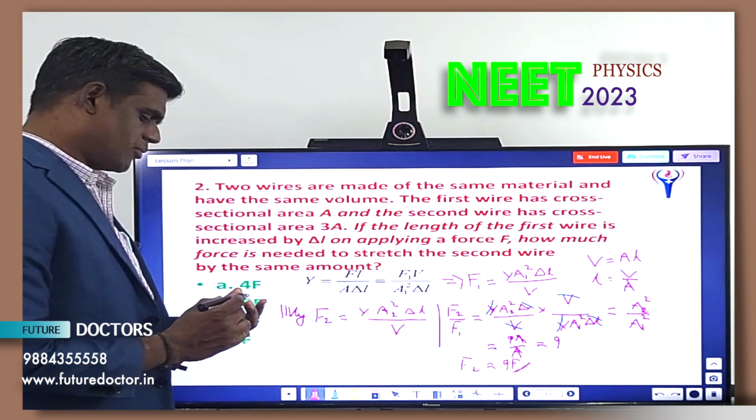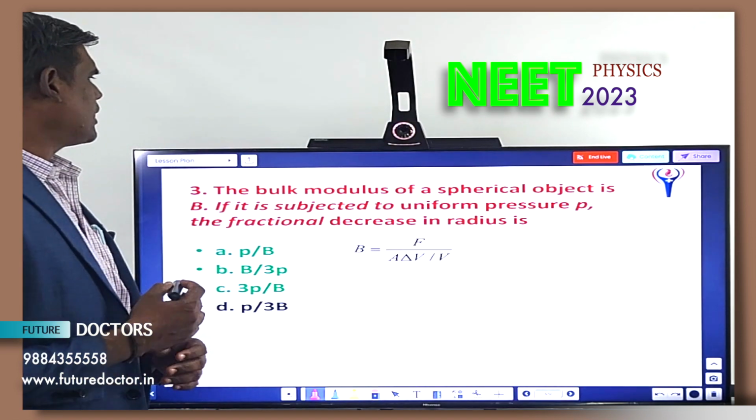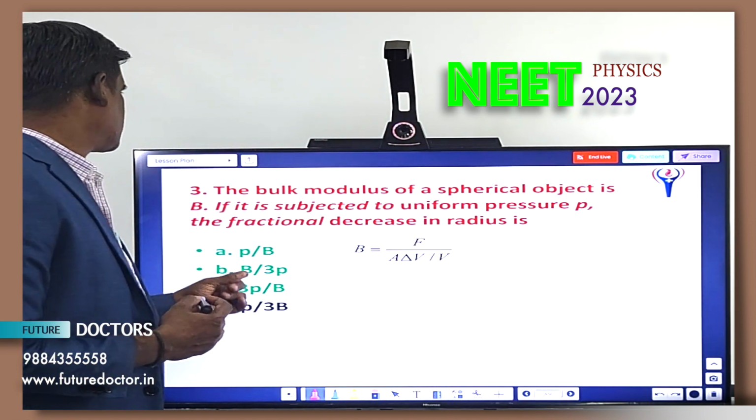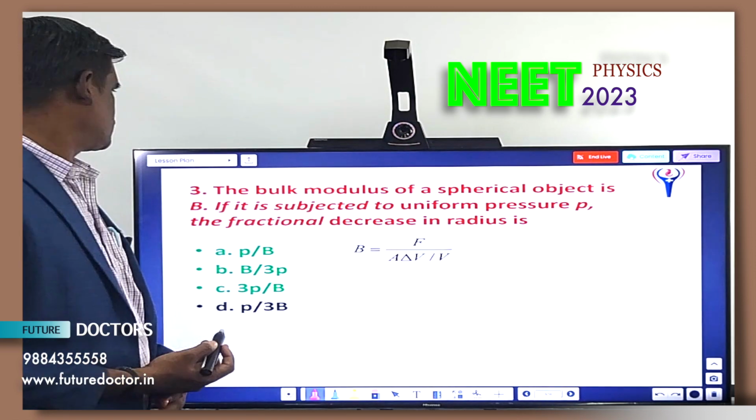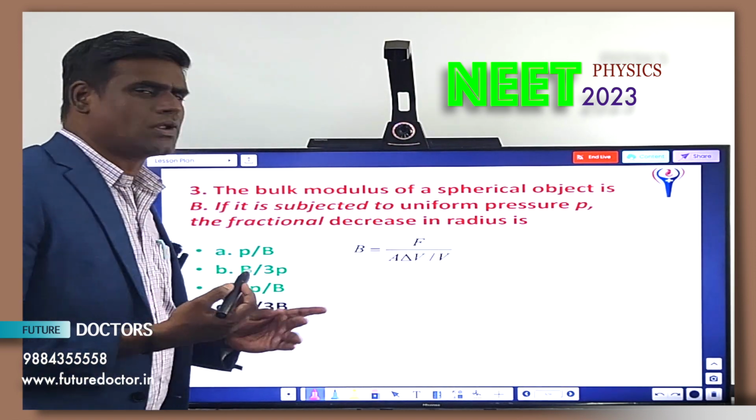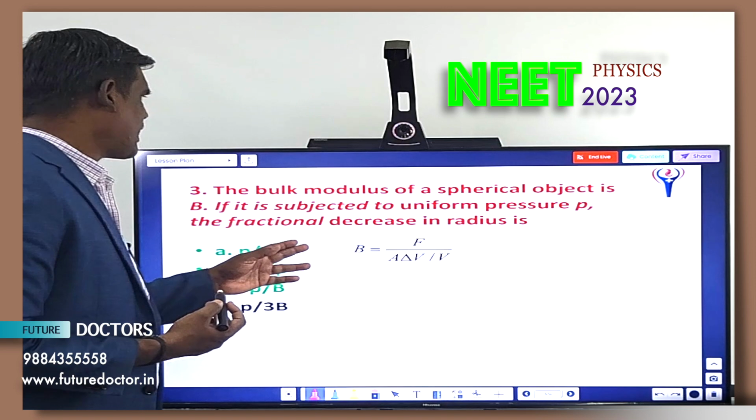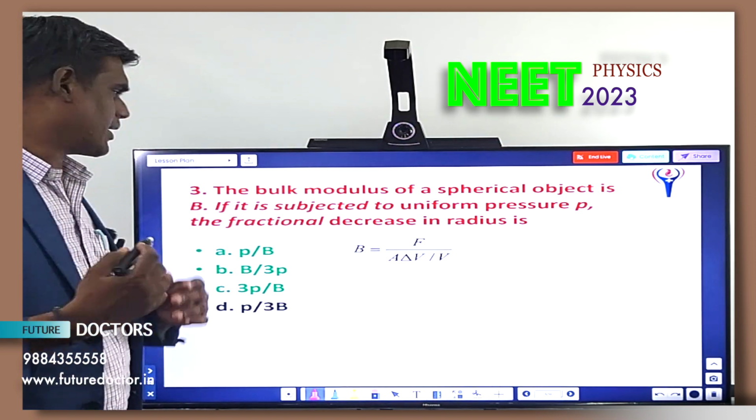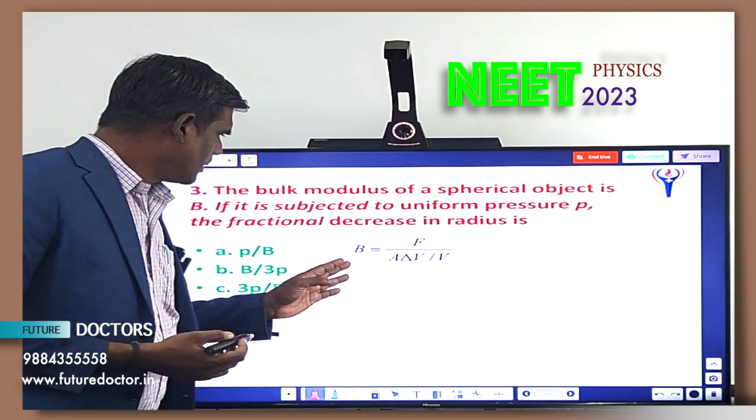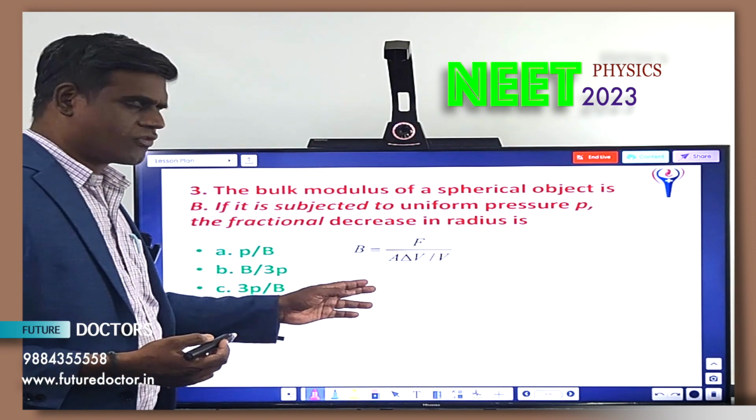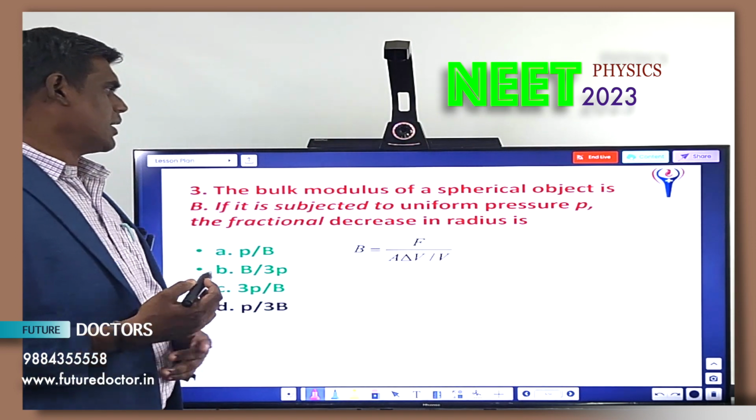Let's move to question number 3. The bulk modulus of a spherical object is B. K or B will be used. If it is subjected to uniform pressure P, the fractional decrease in radius is dash. Formula: bulk modulus B equal to F by A divided by delta V by V.